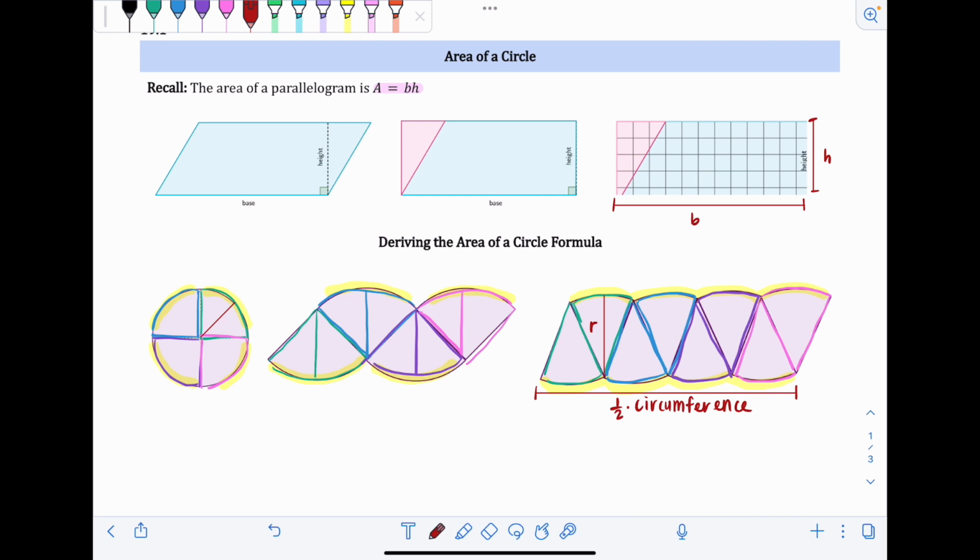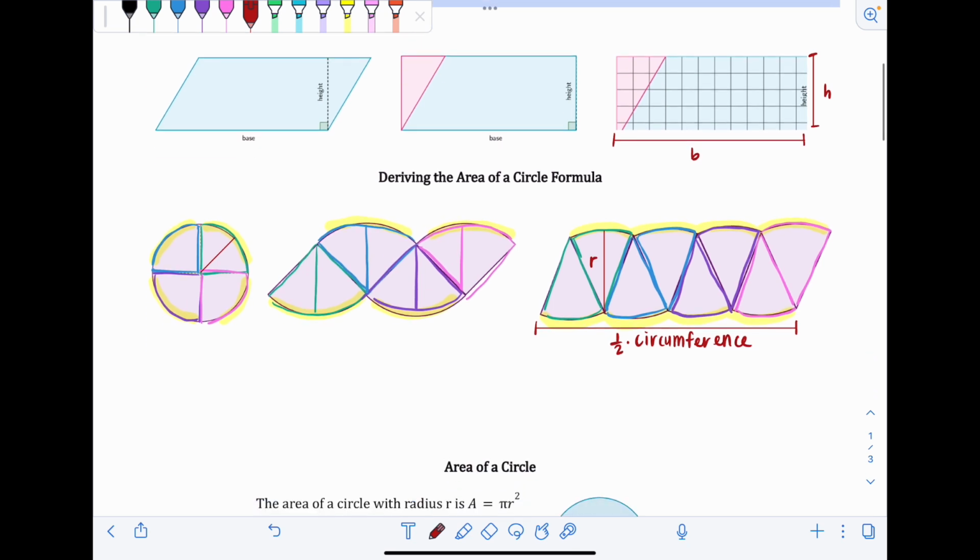Okay, so the reason that you don't have to do the full circumference for the base is because the base only goes from one side to the other, and the circumference would be all the way around, all of the curved edges combined. Okay, so that's enough to put together our formula now, base times height.